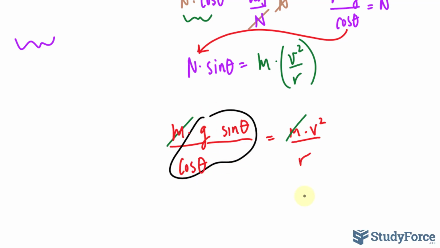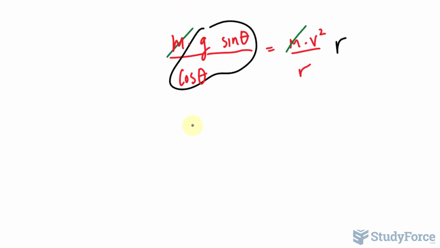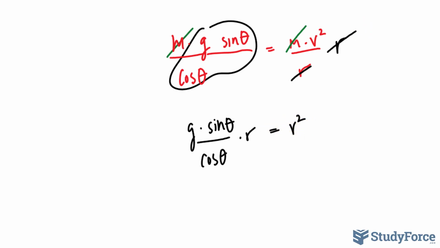And I'll multiply both sides by r because remember, I want to solve for v. I have g times sine theta over cosine theta times r. This r and that r cancel out, and that's equal to v to the power of 2. And of course, we square root both sides. Square rooting both sides makes the right side only v.